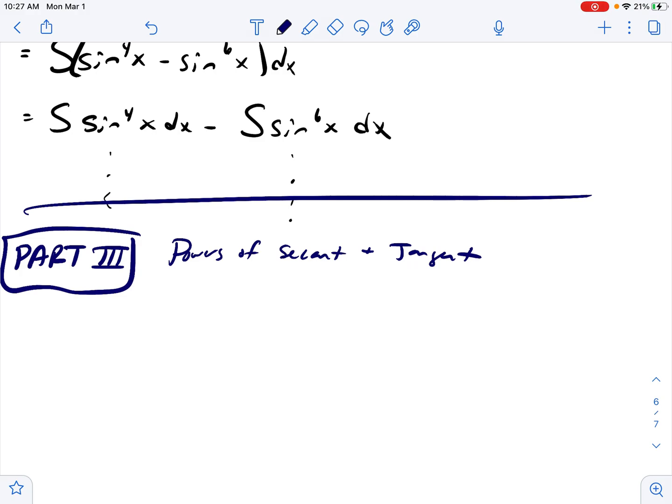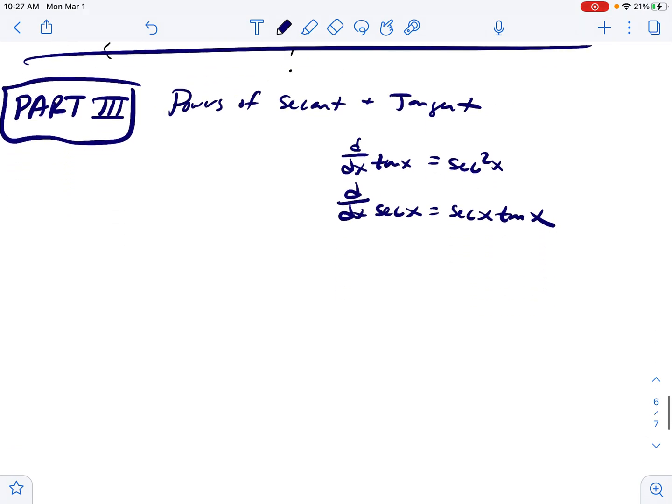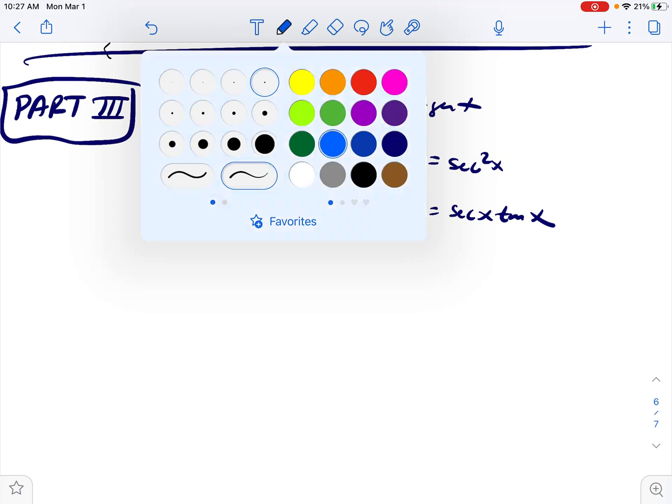Now remember, the derivative of tangent is secant squared. And the derivative of the secant function is secant x tan x. Okay, so you want to know those derivatives. And again, there's going to be a couple of cases as far as this stuff goes. We're going to look at 3 cases of this stuff.